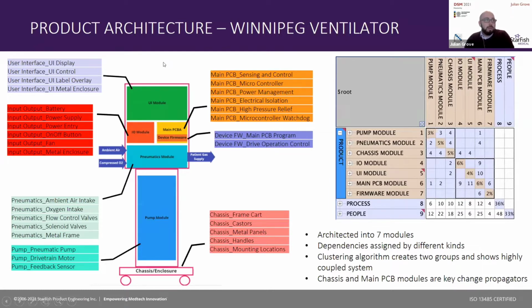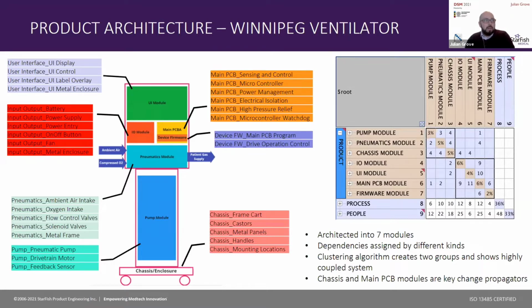To enable this, we implemented a modular architecture consisting of 7 different modules. At the top, we had the UI module for control inputs and operating parameter feedback to the respiratory therapist. We had an IO module for power supply and management. We had the main PCB, which is responsible for all of that power distribution, sensing, and control, including running the embedded firmware that operated on the microcontroller.